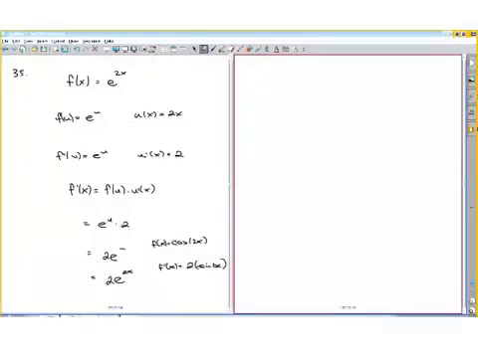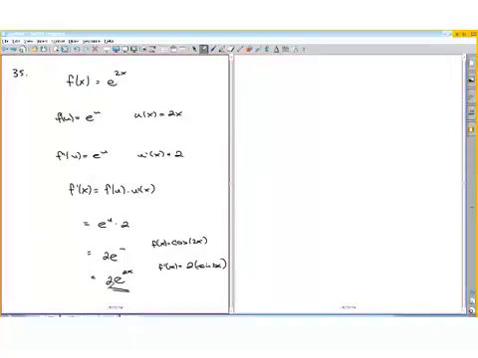But anyway, exponential functions are pretty easy to take the derivative of, and actually that's it for that problem. So the answer is 2e to the 2x.